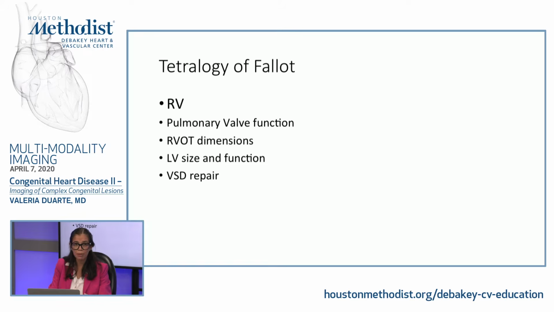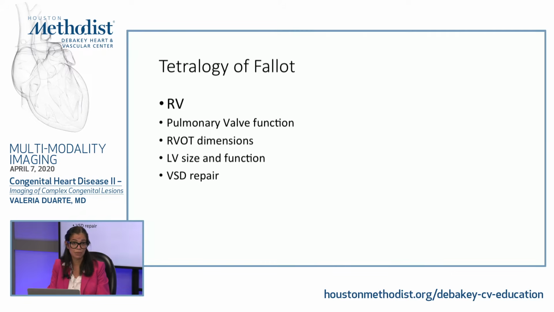So what do we focus on in patients with tetralogy of Fallot? The most important thing to assess is the right ventricle. It's not the only one by any means, but it's where we focus our efforts. Why? Because these patients are born with an abnormal RV, right, with right ventricular hypertrophy.